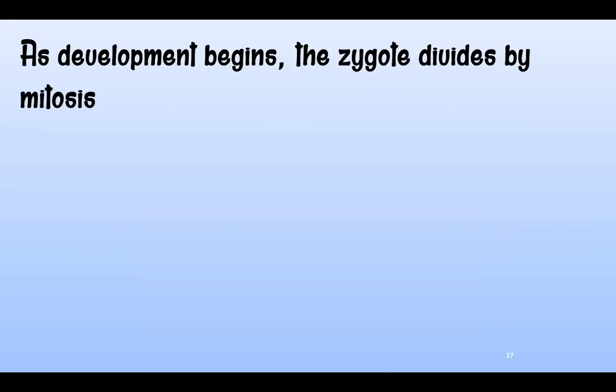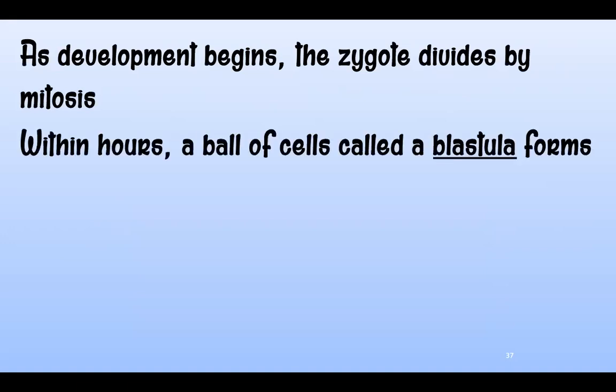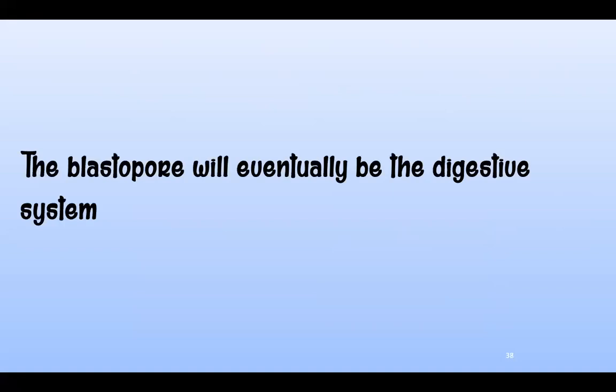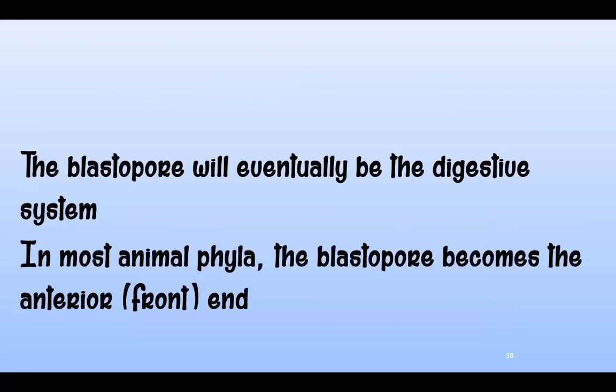As development begins, the zygote divides by mitosis. Within hours, a ball of cells called a blastula forms, and a small indentation called a blastopore develops on the outside of the blastula. This is how vertebrate embryos develop. The blastopore eventually becomes the digestive system.